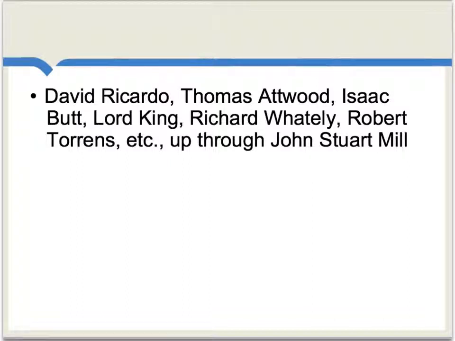The list was put together by eminent historian of thought Frank W. Fetter, and it includes such prominent classical economists as David Ricardo, Thomas Atwood, Isaac Butt, Lord King, Richard Whatley, Robert Torrens, and up through John Stuart Mill. These individuals are all serving in British Parliament, and you'll find many of them discussed in our other videos.